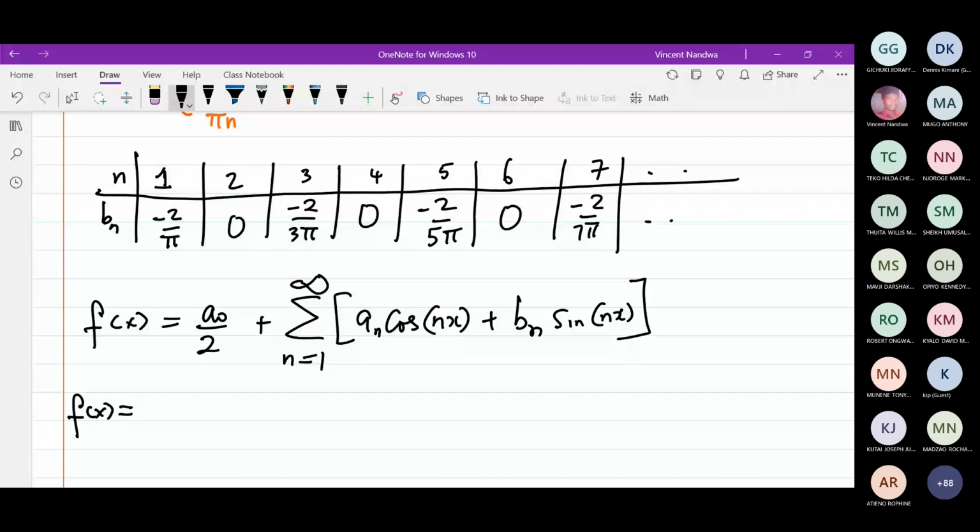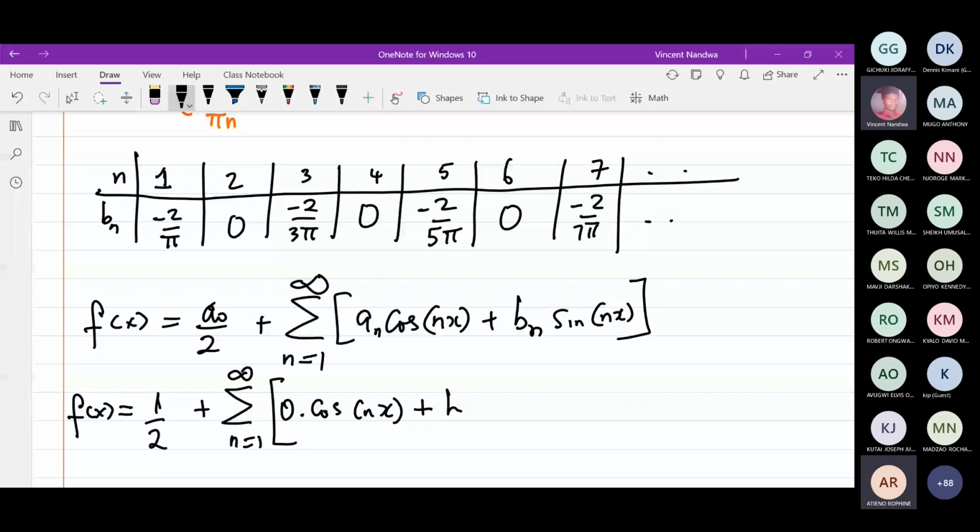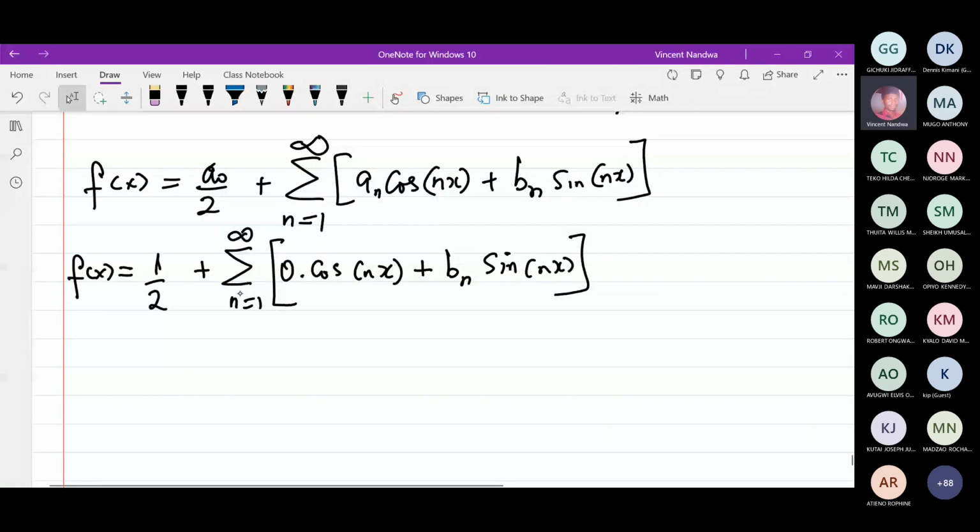An is 0, so times cosine of nx. Bn, let me just write as bn and then sine of nx. So we do not have the cos part. Yes, so we just have the summation n from 1 to infinity of bn sine of nx.